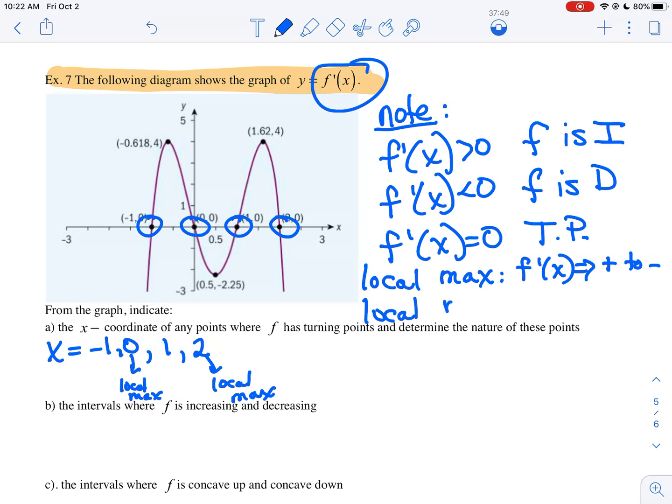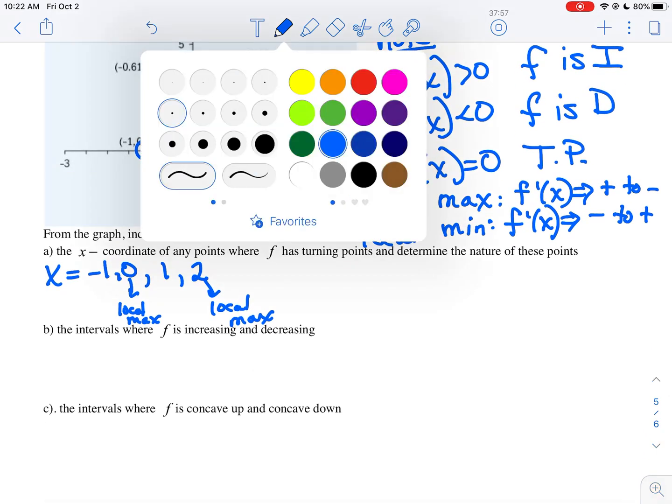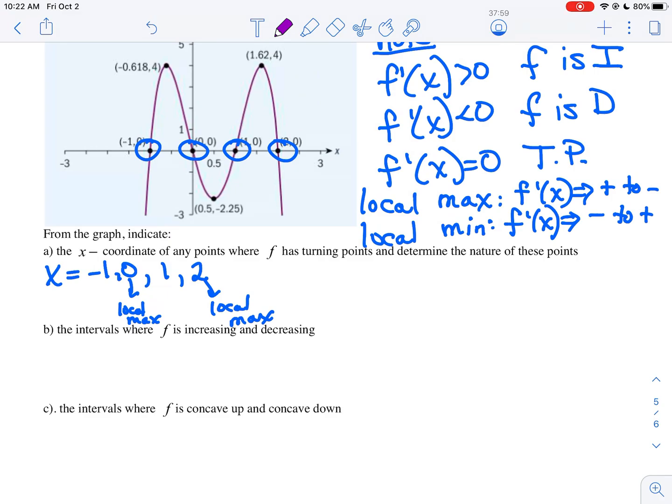Then a local minimum occurs when the first derivative changes from negative to positive. So let's take a look at our graph. Do you see the first derivative is negative to positive? Negative to positive. So that's going to be a local minimum. And then it's going to happen here as well.